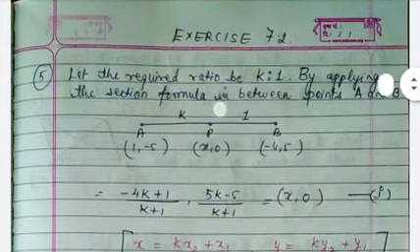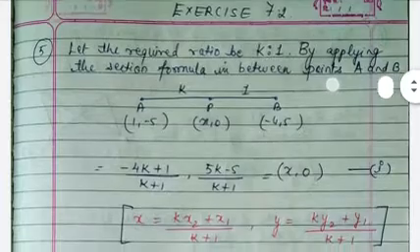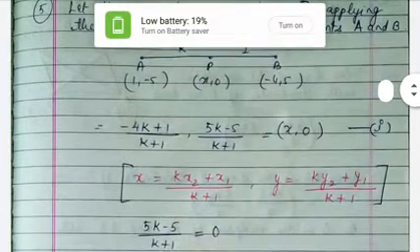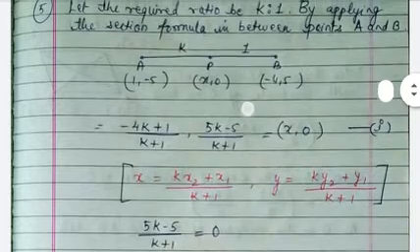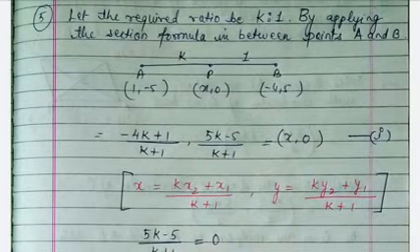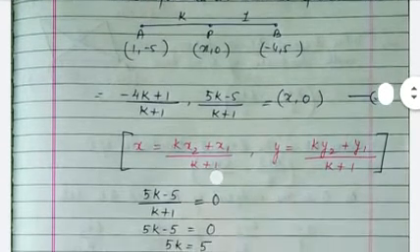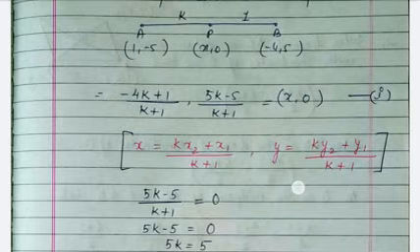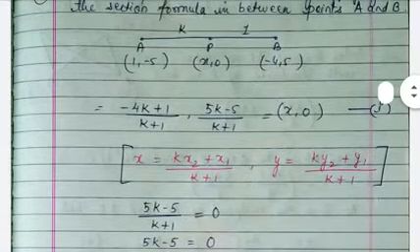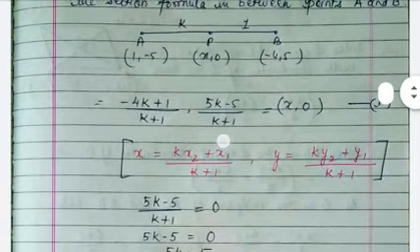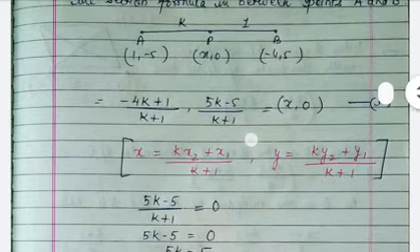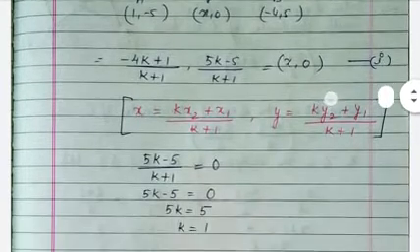So let the required ratio be k : 1. By applying the section formula between the points A and B, we have A(-1, 5), P(x, 0), B(-4, 5). P is the point on the x-axis, right? So we are applying the formula here: (kx2 + x1)/(k + 1) for the value of x, and for the value of y we have (ky2 + y1)/(k + 1), meaning ((-4k + 1)/(k + 1), (5k + 5)/(k + 1)) equals (x, 0). We are comparing this.